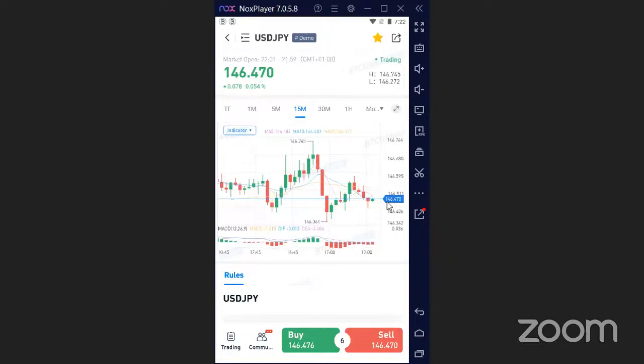So right here we have 146.474. If you are on USD/JPY right now, you see 146.471. This 7 right here is our pip. So anytime this moves, we say it's moving in pips. If it moves up, I say this market has moved up 1 pip. If it moves down, I say this market has moved down 1 pip. So that is what a pip is.